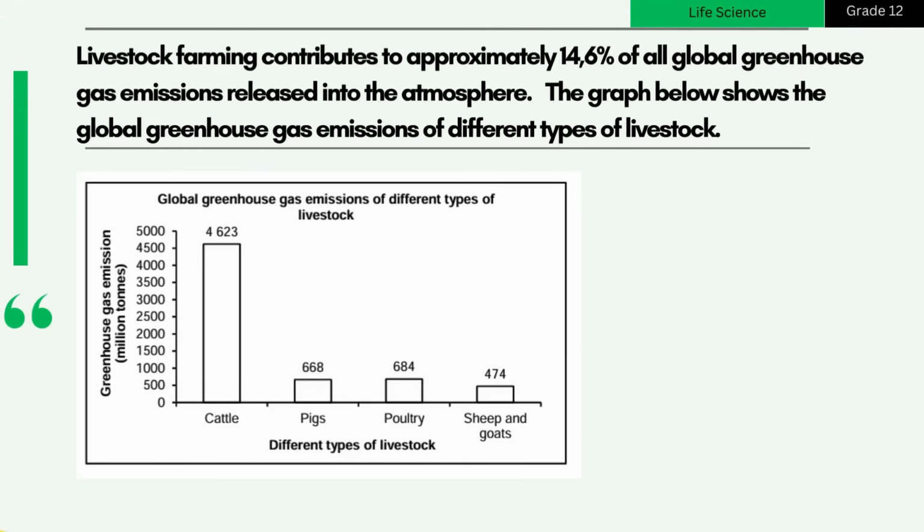Livestock farming contributes to approximately 14.6% of all global greenhouse gas emissions released into the atmosphere. The graph below shows the global greenhouse gas emissions of different types of livestock.